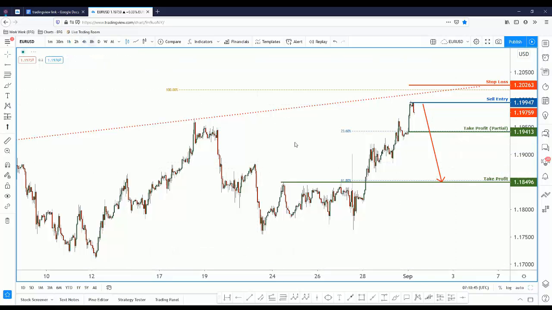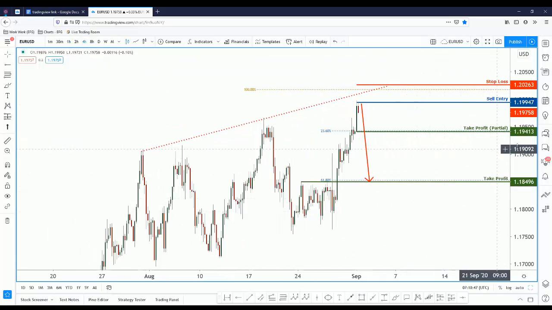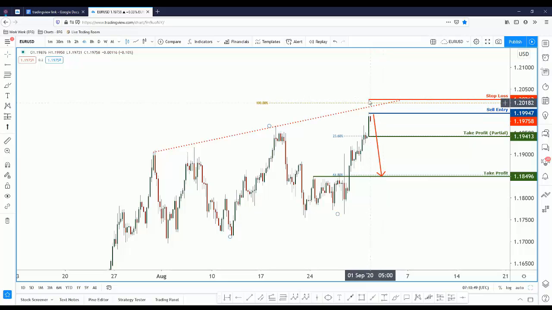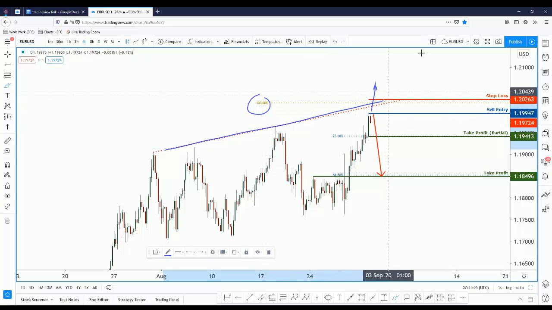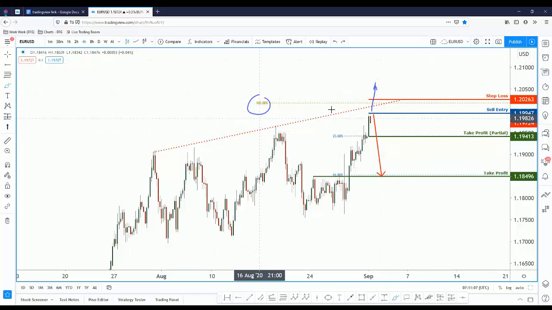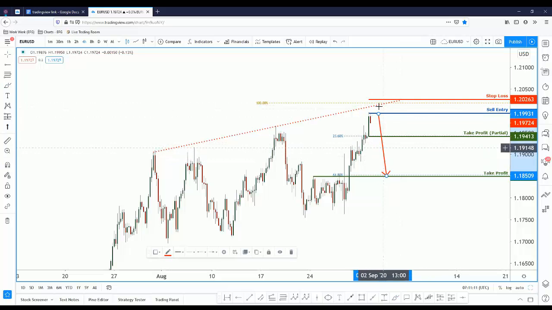I'll zoom back out to the 4-hour chart to make it nicer to see. Again, I back up my stop loss above the 100%, because should price break above, it will mean that we have surpassed a key Fibonacci extension level. At the same time, we have surpassed this rising trend line. So for these two reasons, the bearish idea will be invalidated.